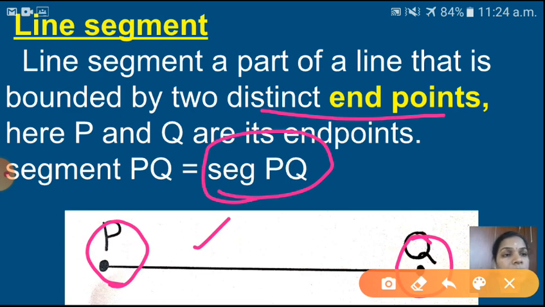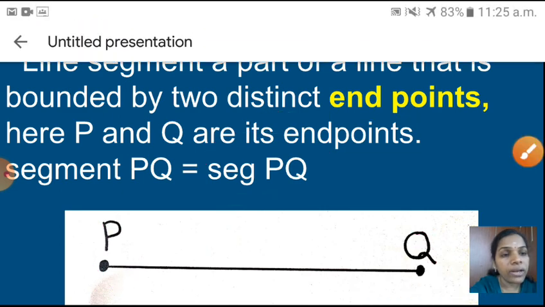So children, it is a part of a line and on both sides of the line, what is present? Endpoints. So we can say this is a line segment. We can measure the length of this line segment, because we can't extend this line any further. Shall we go to the next?